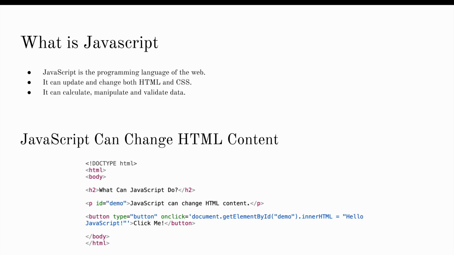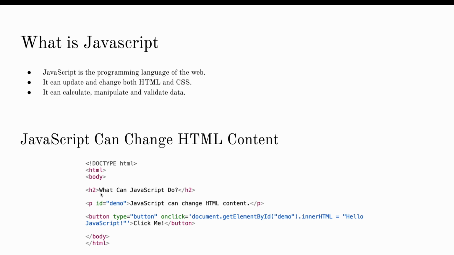All right, so now let's look at JavaScript. So what is JavaScript? JavaScript is the programming language of the web, and it can update and change both HTML and CSS. You can say it's an expressive language to change the contents of the HTML elements and also sometimes to change the CSS. And let's look at an example below here.